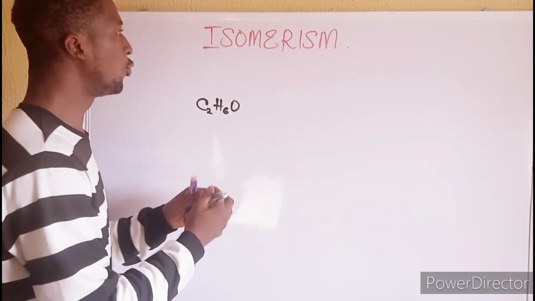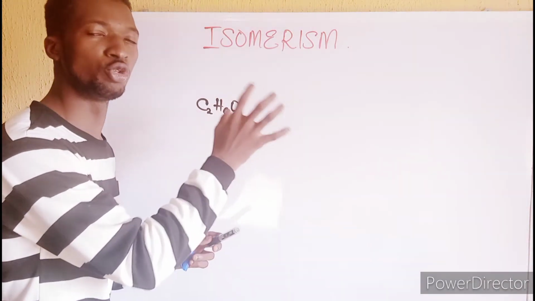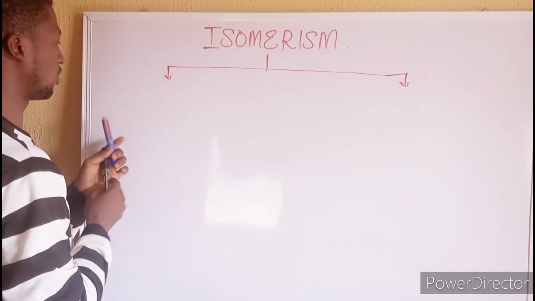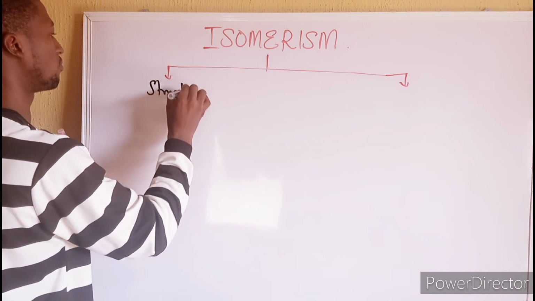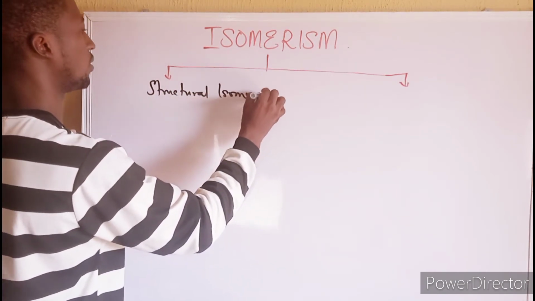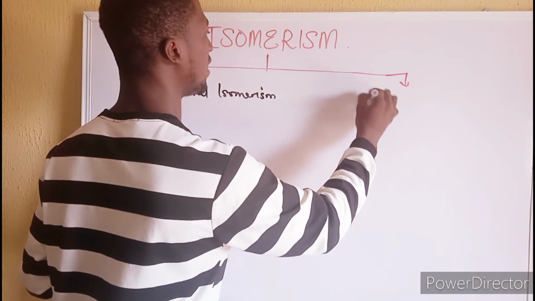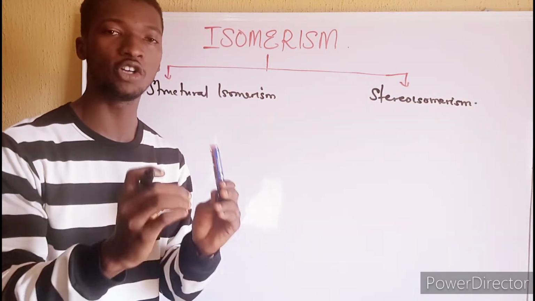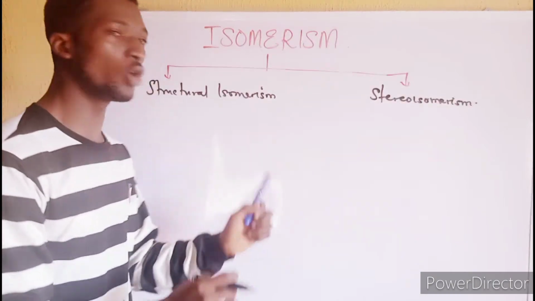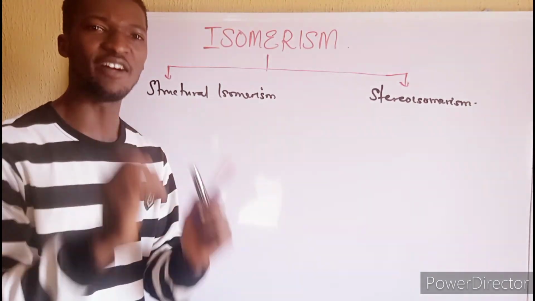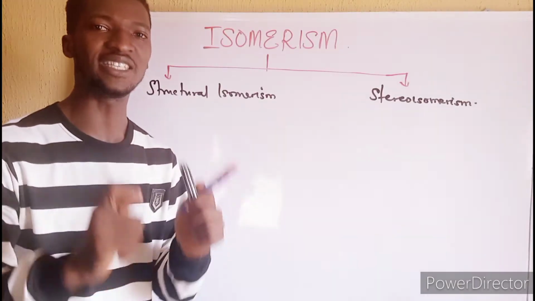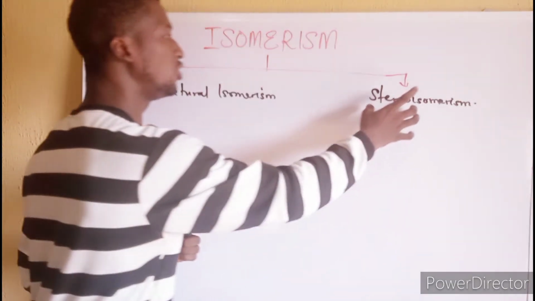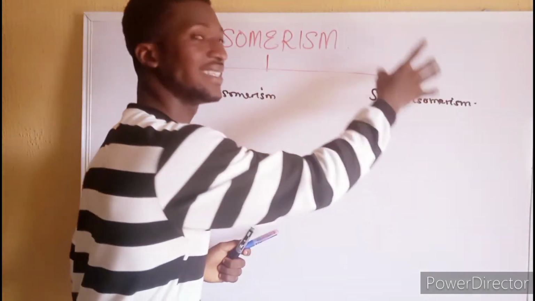As a result of that, we can classify isomerism into two different categories. The first one is structural isomerism, and we also have stereoisomerism. There are two conditions under which isomerism occurs. It can either be due to a difference in the arrangement of atoms, or due to a difference in the spatial orientation. When it is due to a difference in the arrangement of atoms, we call it structural isomerism. When it is due to a difference in spatial orientation, we call it stereoisomerism.